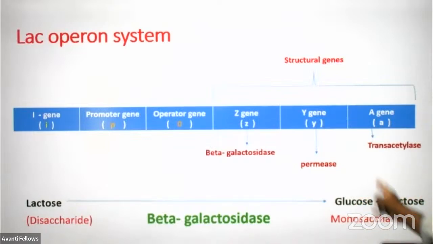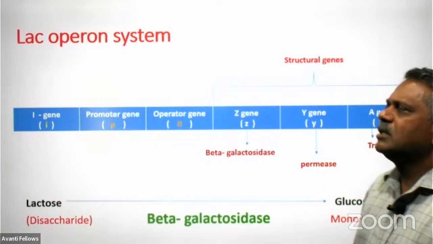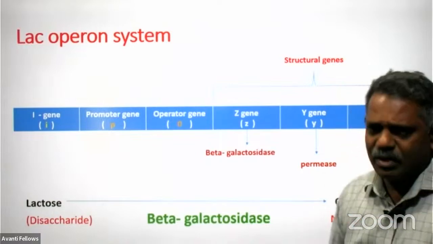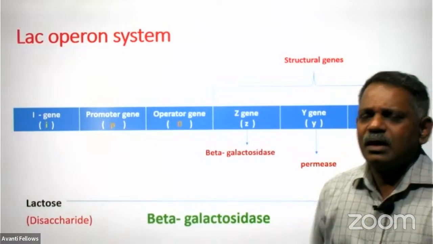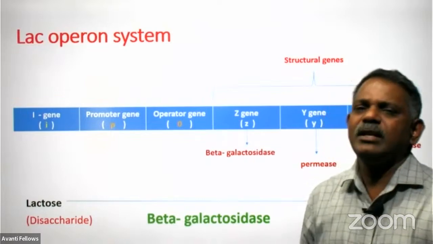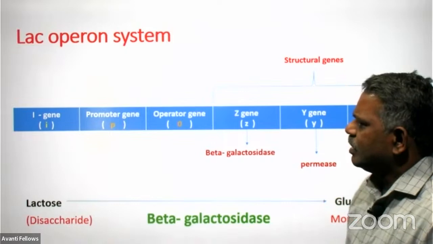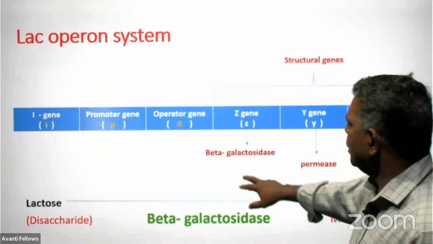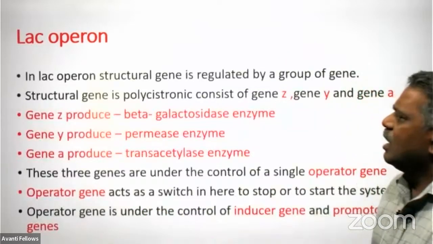And this glucose and fructose are used by the E. coli for energy purposes. They do what? Cellular respiration and liberate a lot of ATP molecules. And this system, what do we call it? The lac operon.